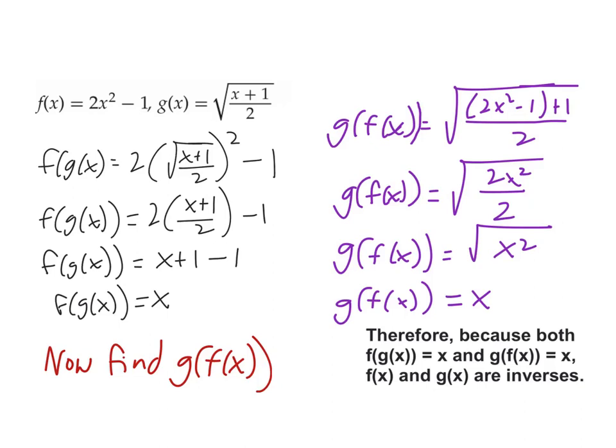1, find the inverse from a set of points. Easy. Okay. 2, find the inverse from a function: switch x and y, solve for y, replace with the inverse function notation. And 3, verify that two functions are inverses, and that's all of this that we just did, okay? Are there any questions?